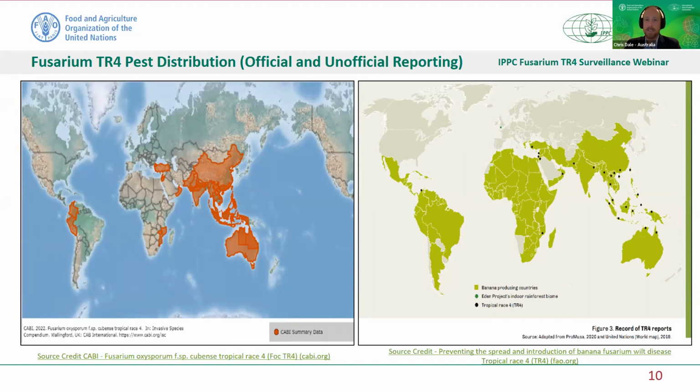And again, I've used an example there of the latest CABI summary data for Fusarium TR4, and also a current United Nations record for TR4 reports as well. So it's important that you don't base all of your, I guess, early warning and forecasting and preparedness just off unofficial reports, that you also try and validate that through the pest reporting bulletins as well. Next slide, please.